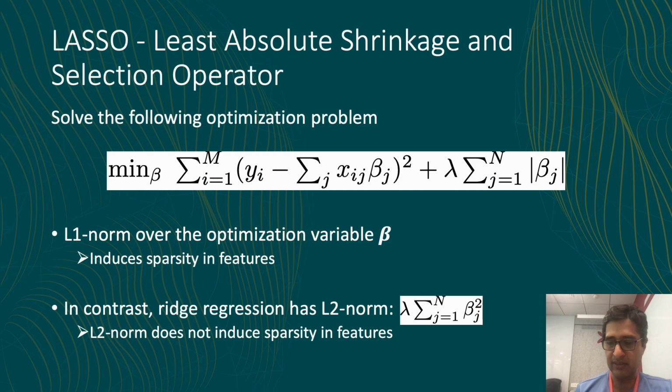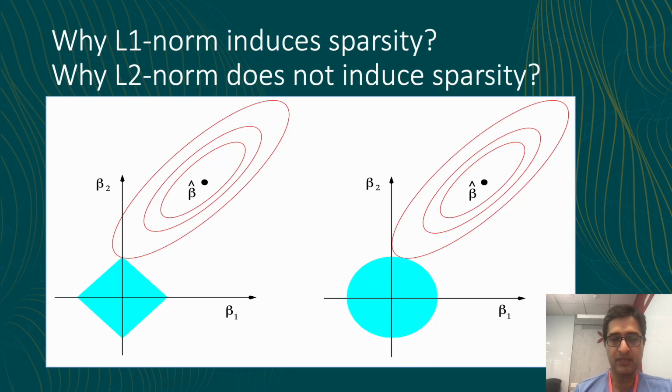And just to aid your intuition, let me show you how that works in a two-dimensional plane. If you were to consider this optimization problem in a two-dimensional plane, these red lines are essentially showing you the loss, the squared loss term.